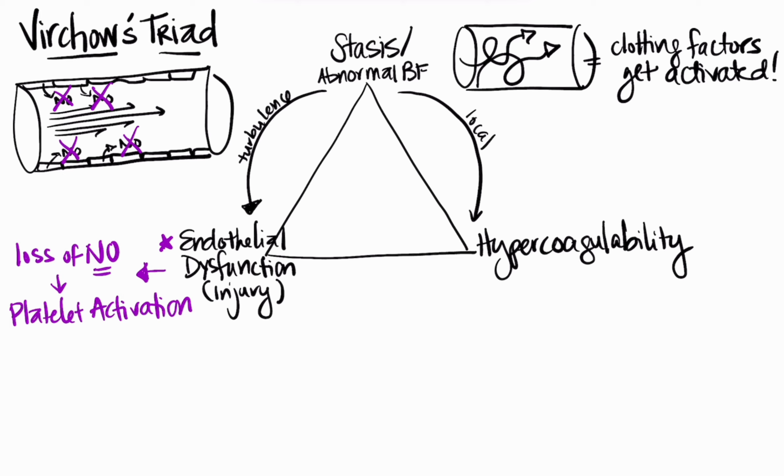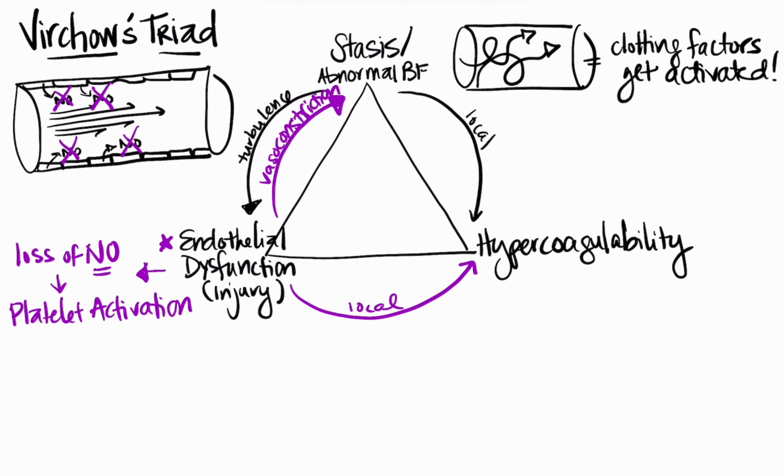Just like how stasis can influence the other points of Virchow's, endothelial dysfunction can lead to an area of local hypercoagulability, increasing the likelihood that you can form a blood clot in an area that has endothelial dysfunction. And endothelial dysfunction can actually lead to stasis and abnormal blood flow. We see this largely through the action of vasoconstriction when we lose that vasodilator influence of nitric oxide.